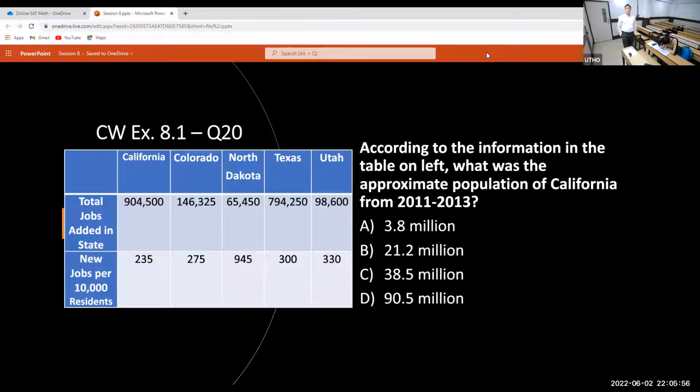Now the question is, what was the approximate population of California in 2011, 2013? So this whole table is from 2011 to 2013. इसमें लिखा हुआ है ना question पर 2011. Yes. The whole table is from 2011.